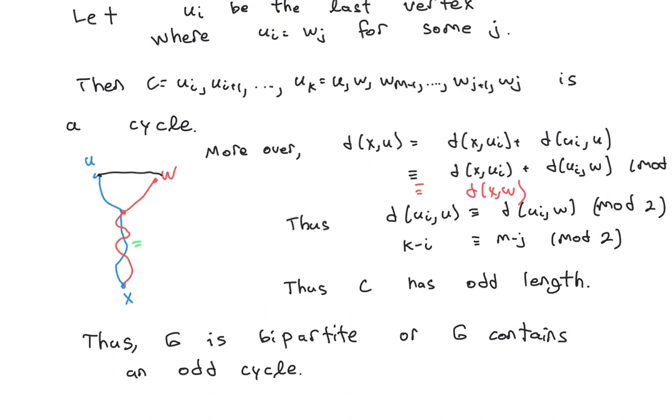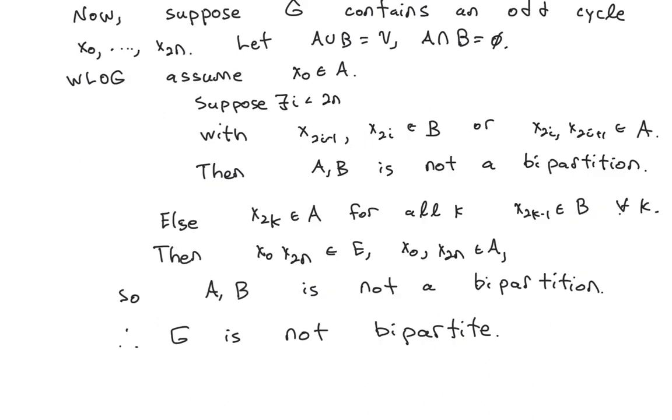In other words, both these parts are even length or odd length. Add them together, and so we see that k minus i is congruent to m minus j mod 2. Add them together, we get an even number. Add one more edge, and we have a cycle of odd length. And thus either G was bipartite, but since we're assuming it's not, we see G has to contain an odd cycle.